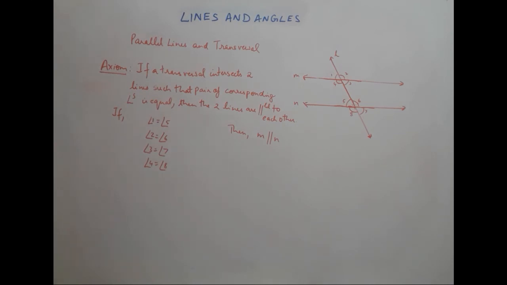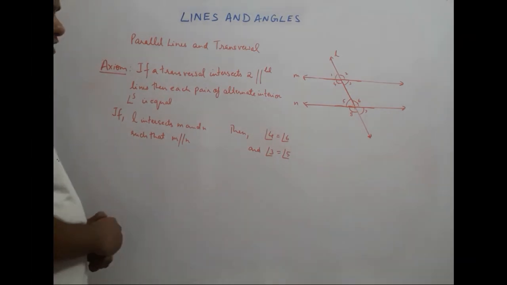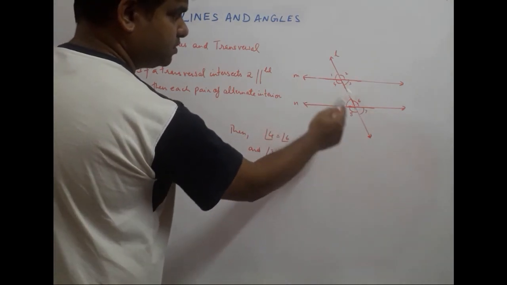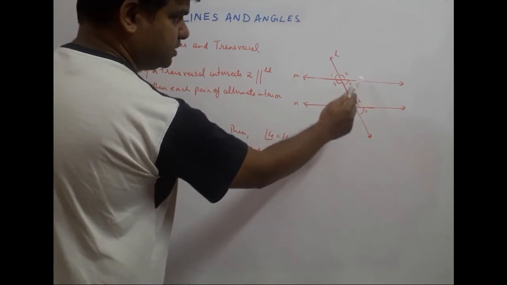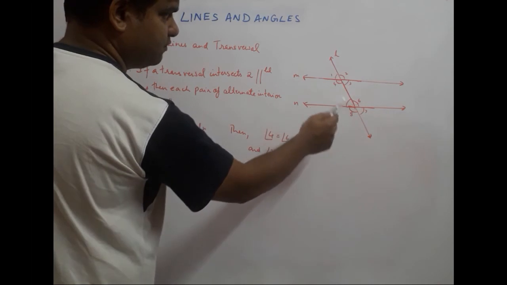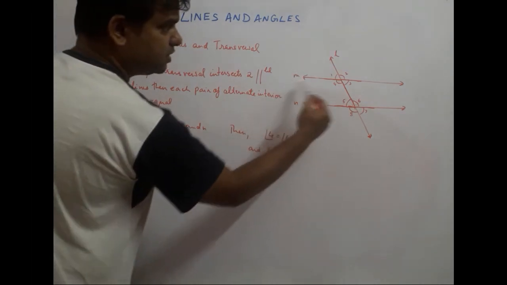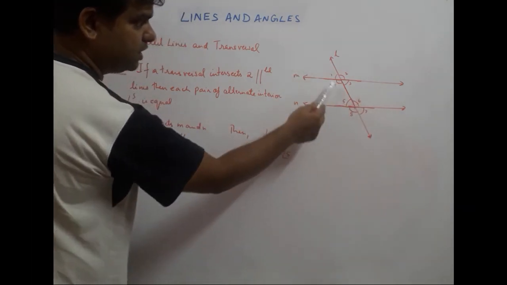Okay, let's move to the next axiom. The next axiom says, if a transversal intersects two parallel lines, then each pair of alternate interior angles is equal. Let us have a look at the alternate interior angles. We have learned the alternate interior angles are these in Z formation, the proper Z and the reverse Z. So these are the angles involved, 3 and 5, 4 and 6. These are alternate interior angles. So what it says is, if a transversal intersects two parallel lines, then the alternate interior angles are equal.